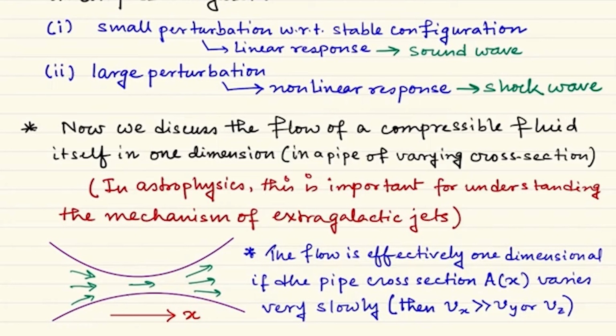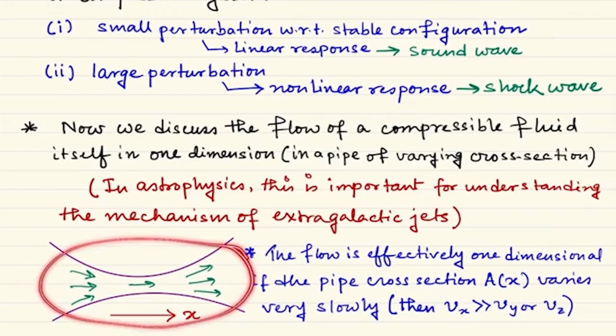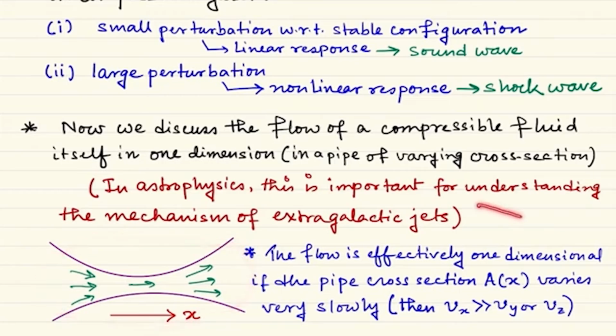That means the pipe looks like this. Here I have already drawn some very specific structure of the pipe, but let's say the pipe has this type of shape. In some part it is narrower, in some part it is wider, and the fluid is flowing throughout the pipe and mostly along the x direction.